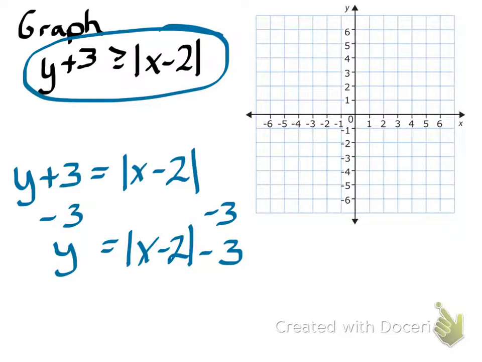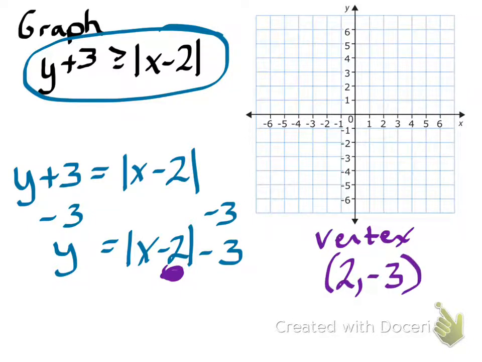And so I'm going to go over here, and that gives me my vertex. It is going to be the opposite of what's inside the absolute value, 2, same as the outside, negative 3. So 2, negative 3 is the point at which my graph is going to have a sharp turn. I look at my a value, and in this case that is just 1, so that means I have a slope both going to the right as positive 1 and going to the left as negative 1.